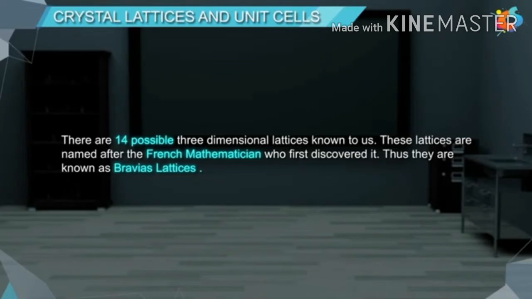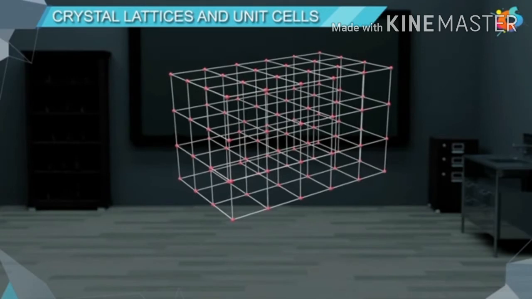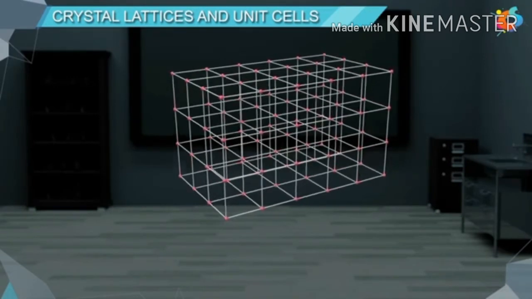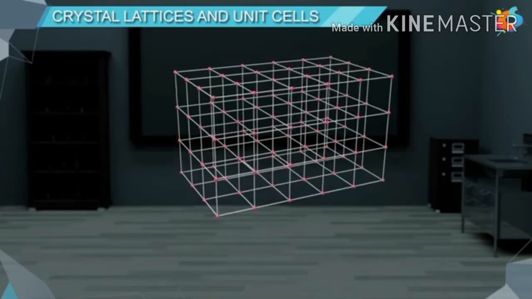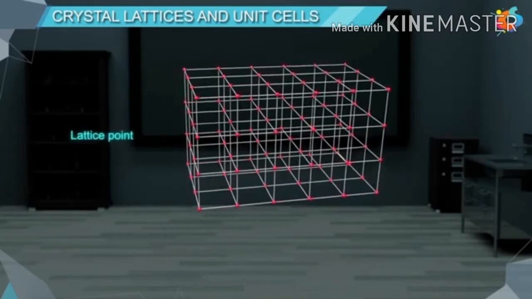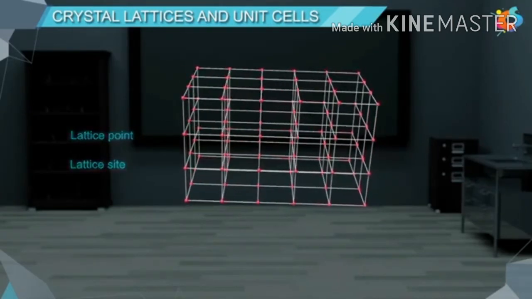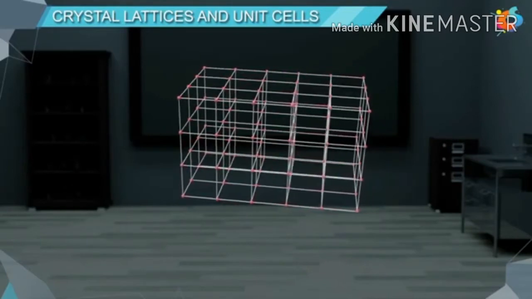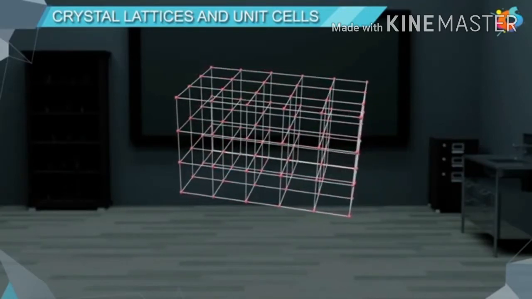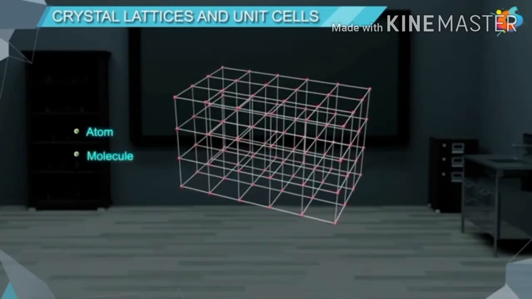Now we know what is crystal lattice. Let us study some of its characteristics. First one, each point in a crystal lattice is called lattice point or lattice site. Second one, each point in a crystal lattice represents one constituent particle, which may be an atom, a molecule, or an ion.